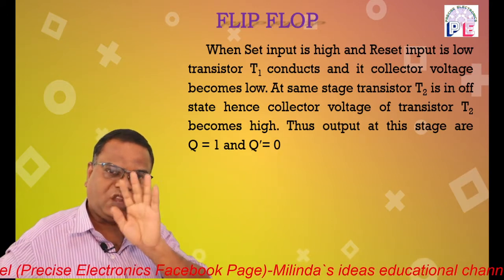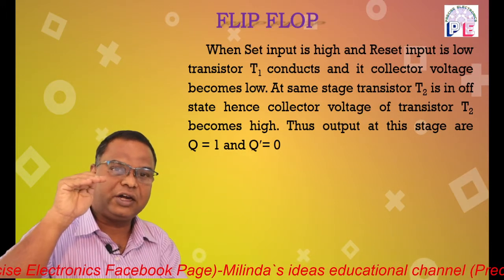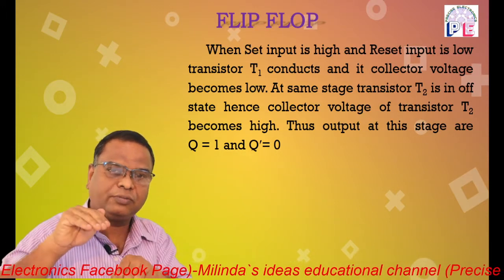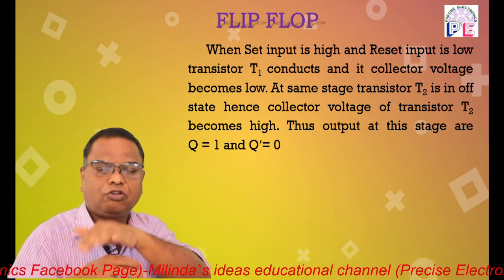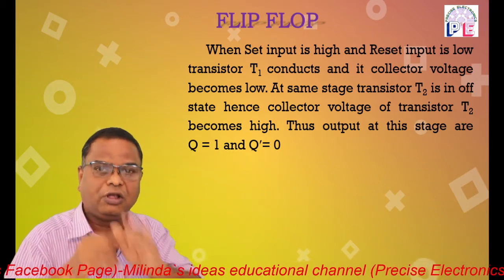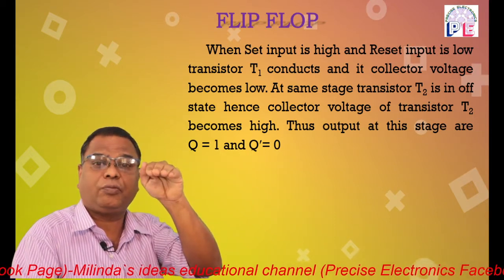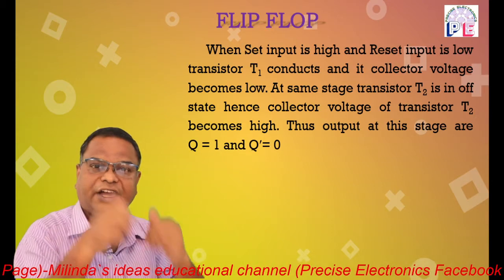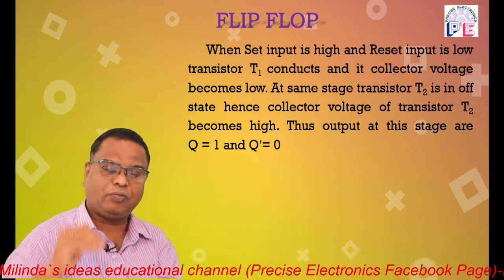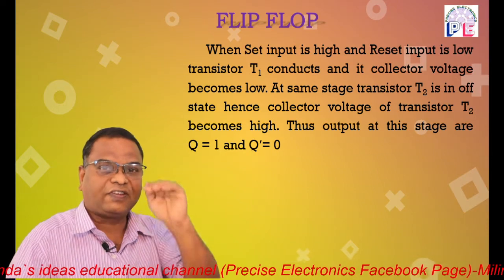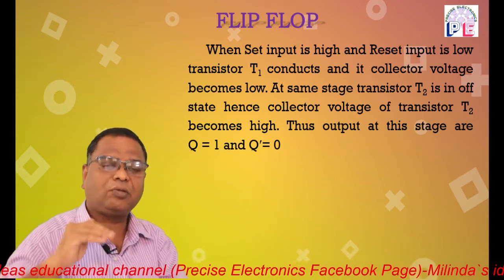T1 conducts and T2 is in off condition, due to which the collector potential of T1 now goes to low level. And what is the collector potential of T1? That is Q complement. So Q complement now goes to low level, while transistor T2 is in off condition, and the collector potential of T2 goes to high level, and that is Q. So in this case, Q becomes 1 and Q complement 0. So the output goes to high level and the complement of output goes to low level.